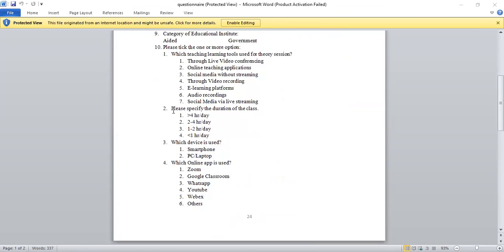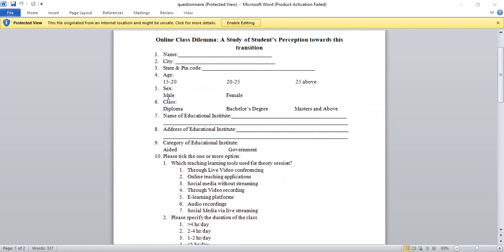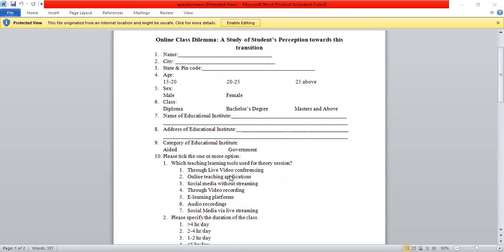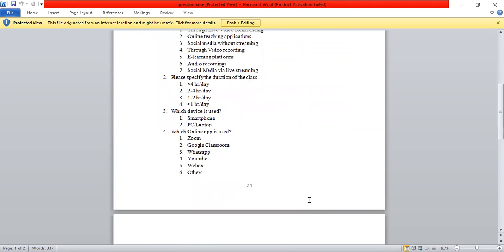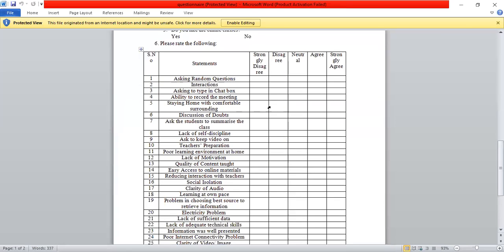See, I adopted here a demographic profile: which method you are choosing, the duration of the class, the device being used, and the online application used. These are actually important. Please rate the following.